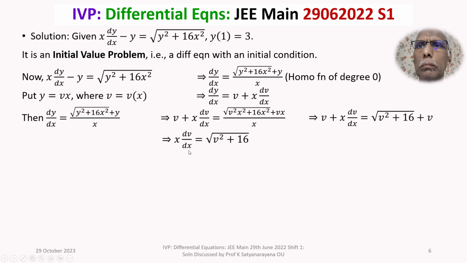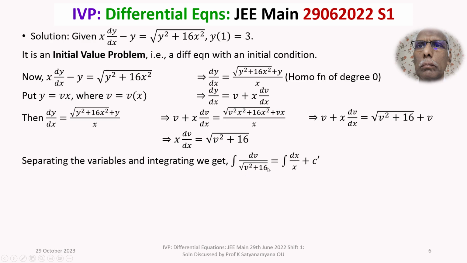Now we can separate the variables. So we apply the method of solving the differential equation by variables separable method. So separating the variables and integrating, we get integral of dv by under the square root of v square plus 16 is equal to integral of dx by x plus c prime, where c prime is an arbitrary constant.